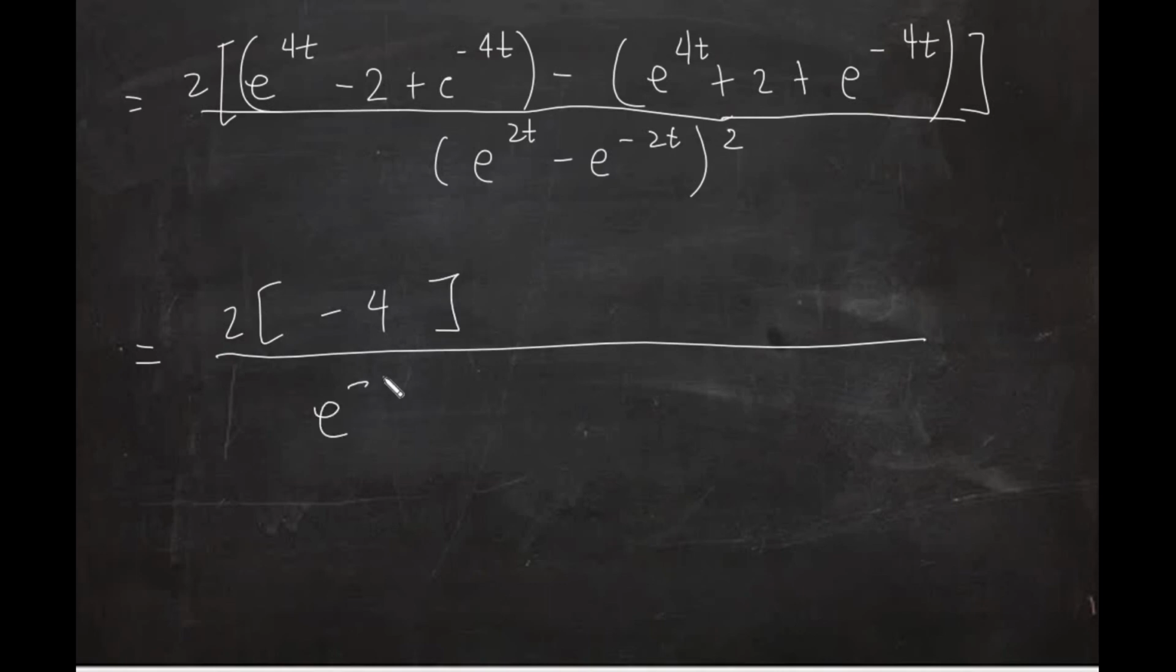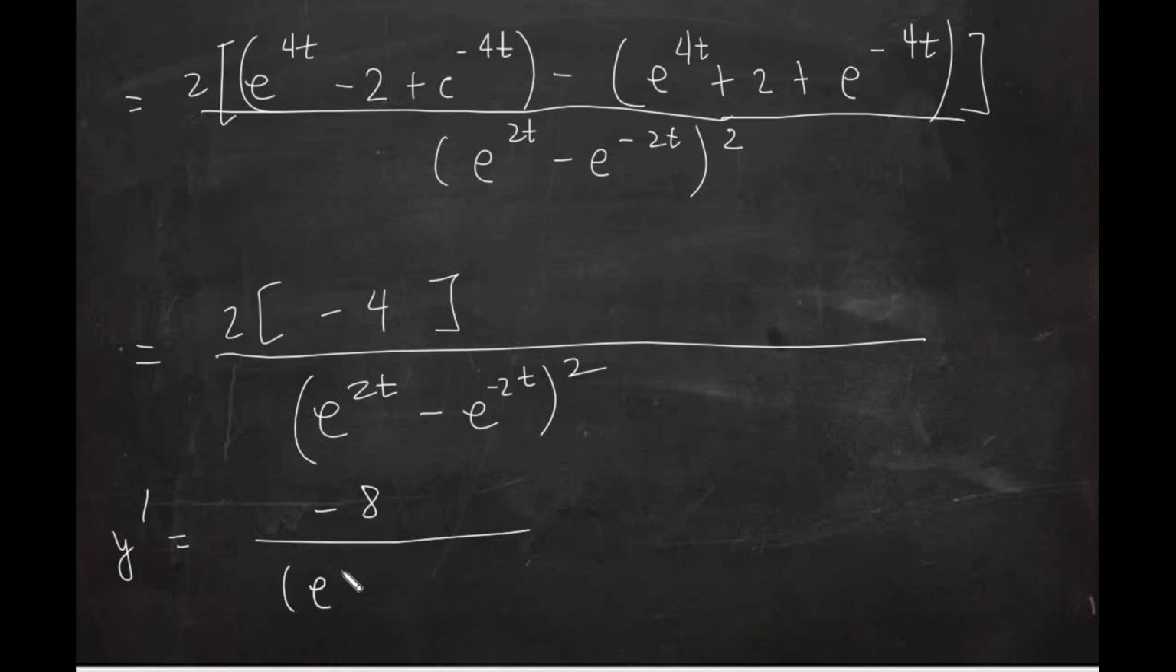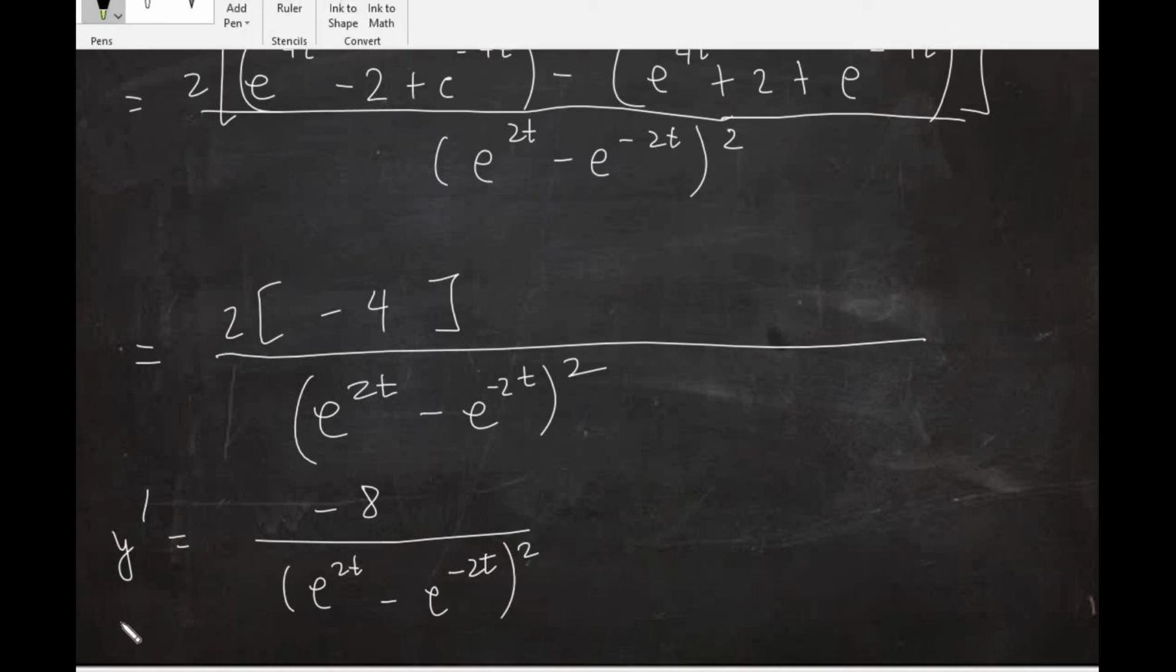So let's just copy the denominator. So finally, y prime is equal to negative 8 over e raised to 2t minus e raised to negative 2t squared. And that will now be our final answer.